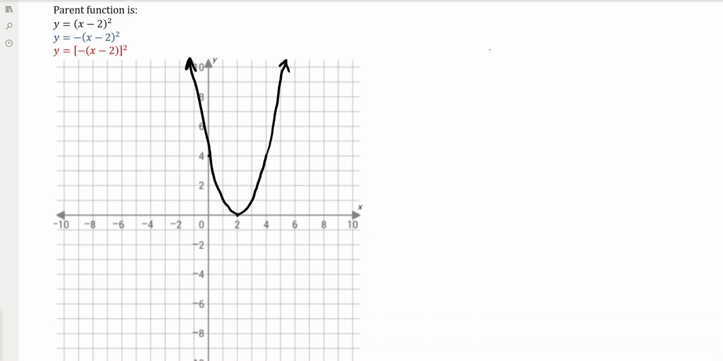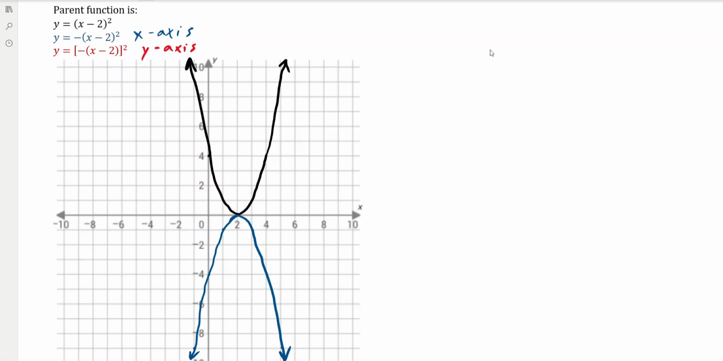Now let's take a look at the other graphs. So if it is being reflected here in the x-axis, the y values are changing. So everything's the same except it's flipped on its head. So it will look like this, opening downwards.